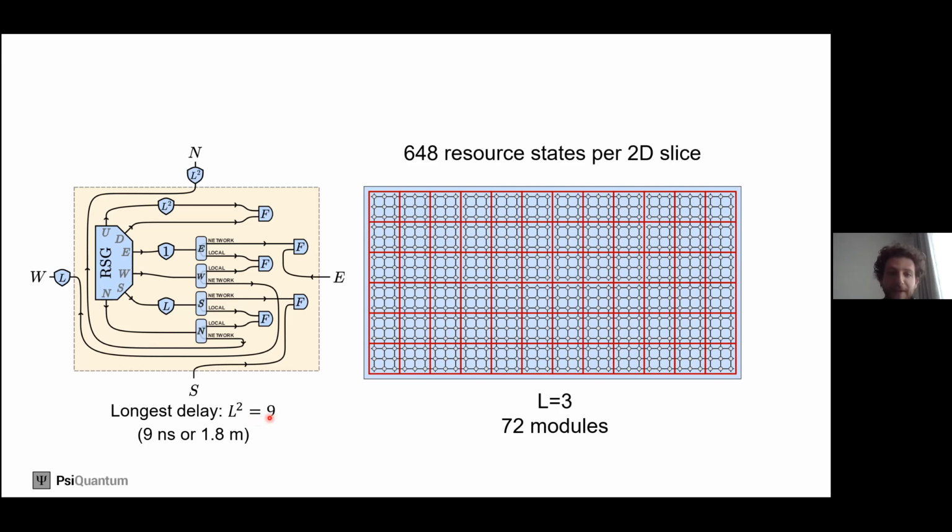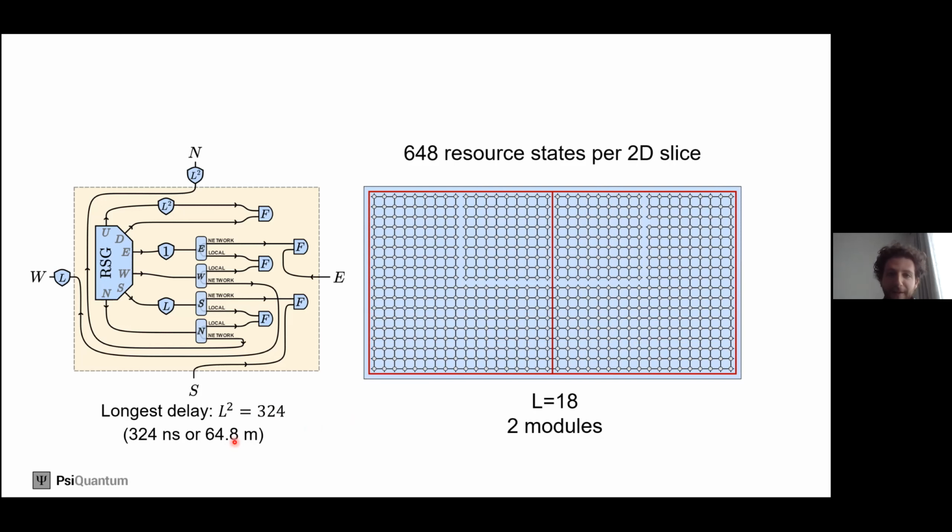But of course, we could have interleaved less in principle. With L equals 3, we could have done the same thing with 72 modules and a maximum delay of only 1.8 meters. But we're much more interested in the opposite regime, because with a large rastering length L, we can drastically reduce the number of components that we need for a large-scale quantum computer. For L equals 18, you would need only 2 modules, but a maximum delay length of almost 65 meters. So here we have a savings factor of 324.